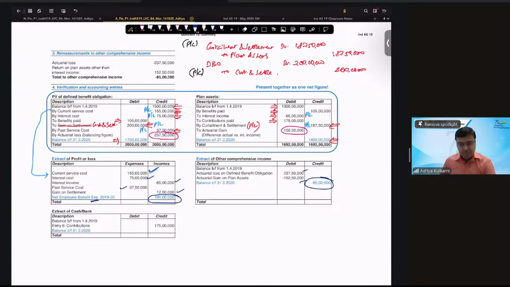Okay? Did you follow? Ayush, Sanjay, Leela, Vibhu, did we follow this? Yes, sir. All right. Cash bank net impact: 1.875 crores we have removed from the plan assets.